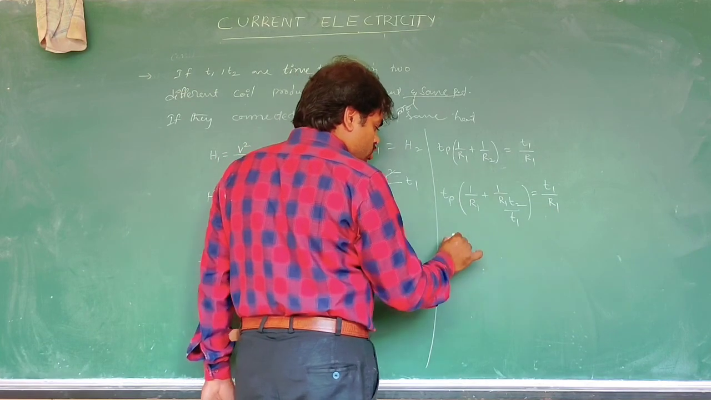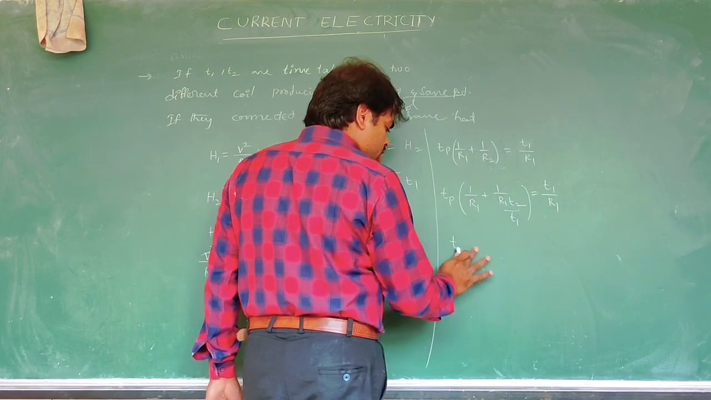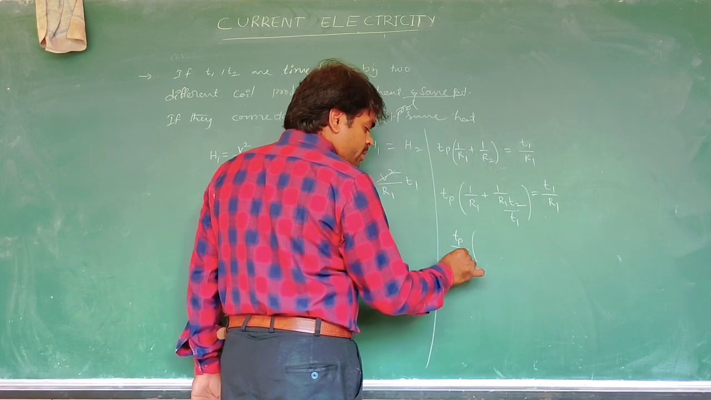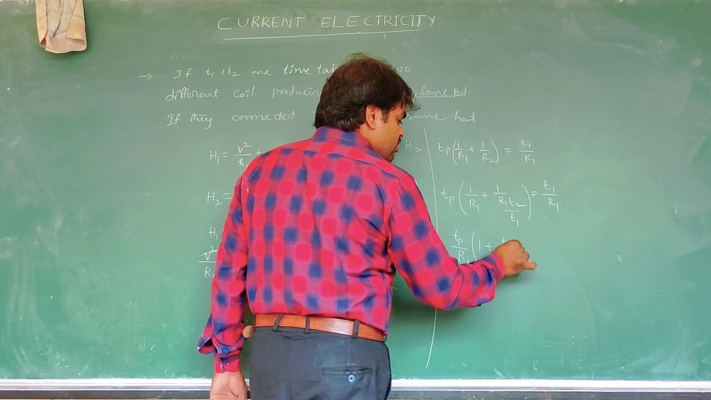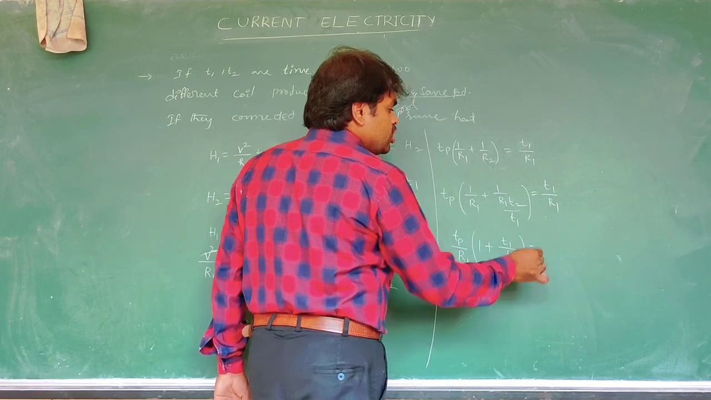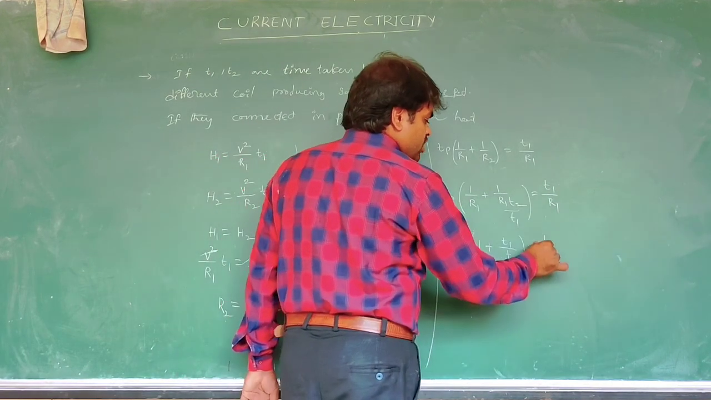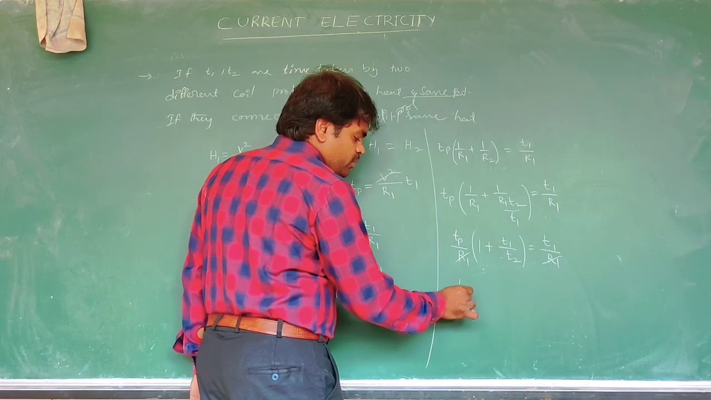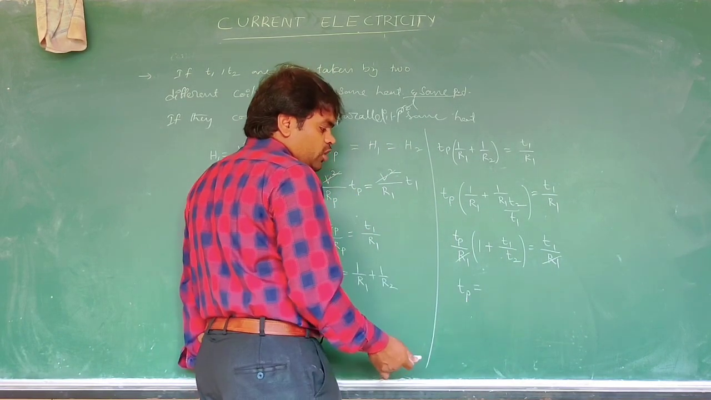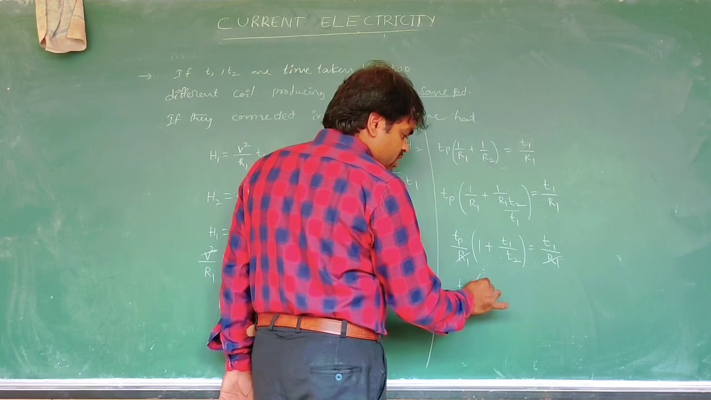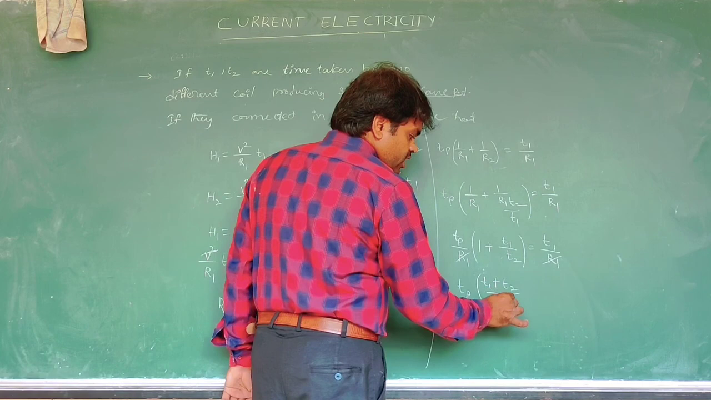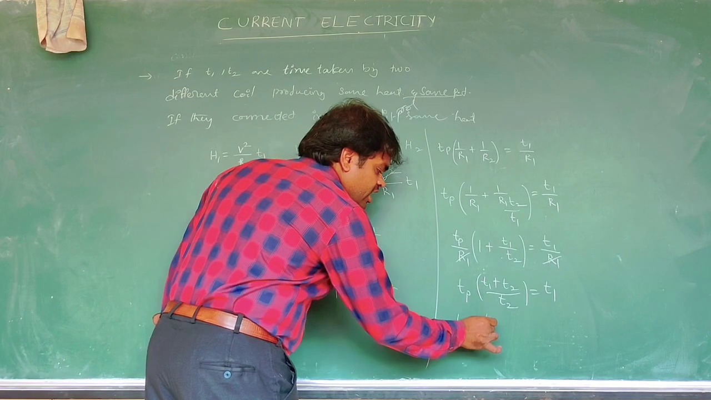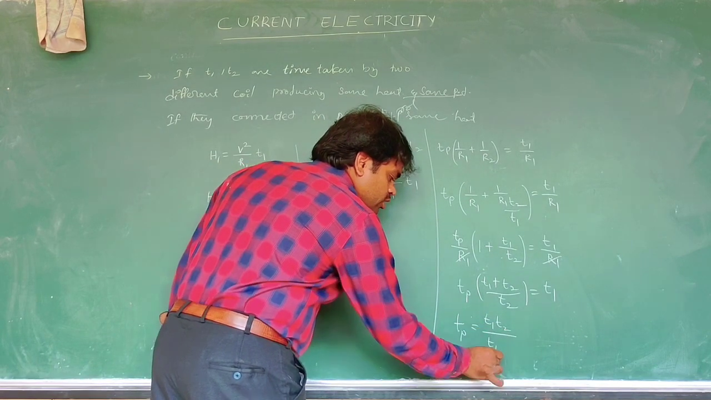Now taking 1 by R1 common, what remains is TP into 1 plus T1 by T2 is equal to T1 by R1. R1 cancels. Then TP into the LCM, T1 plus T2 by T2, is equal to T1. Then TP is equal to T1 T2 by T1 plus T2.